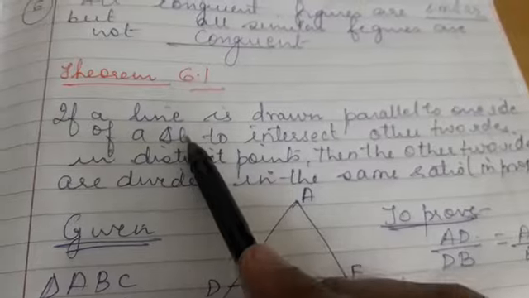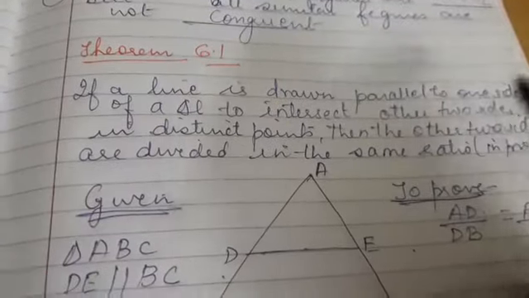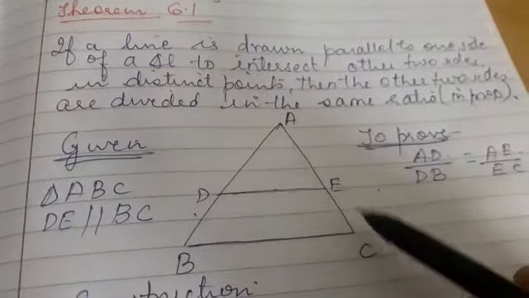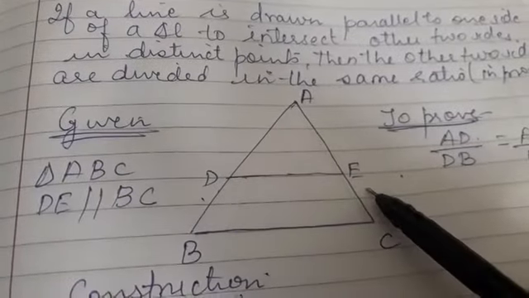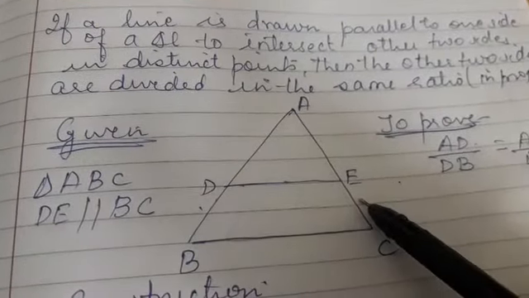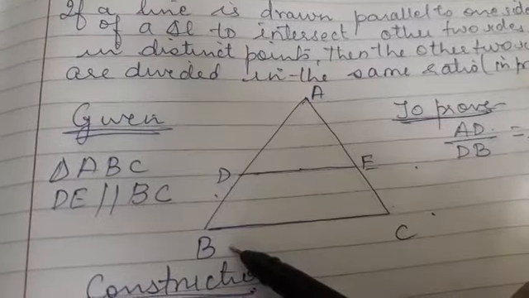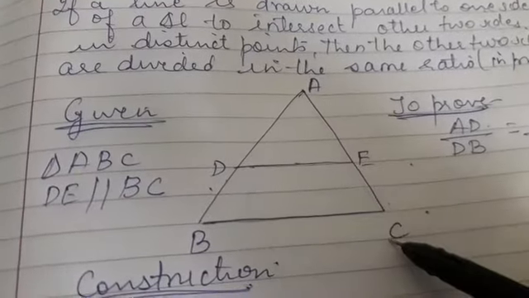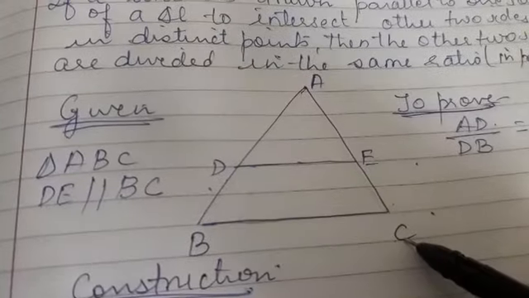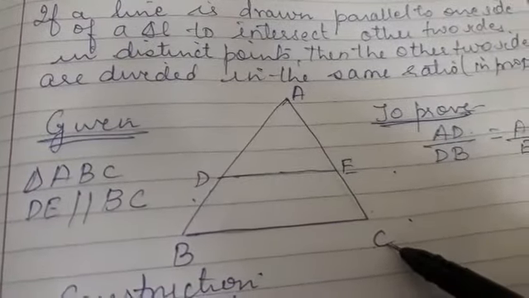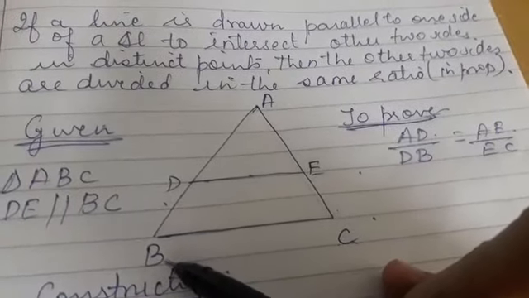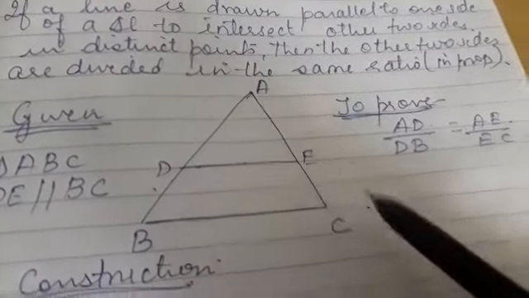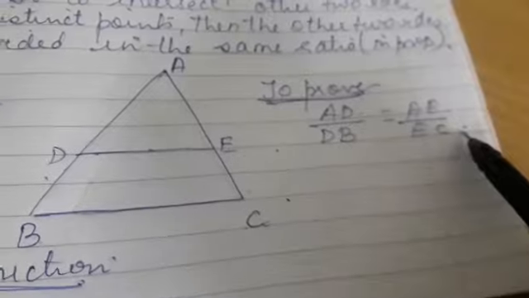If a line is drawn parallel to one side, let us see that a triangle ABC is given. D and E are two distinct points. D is lying on AB, E is lying on AC. Now DE is parallel to BC. We have to prove that AD upon DB is equal to AE upon EC. Okay, this is what we have to prove.